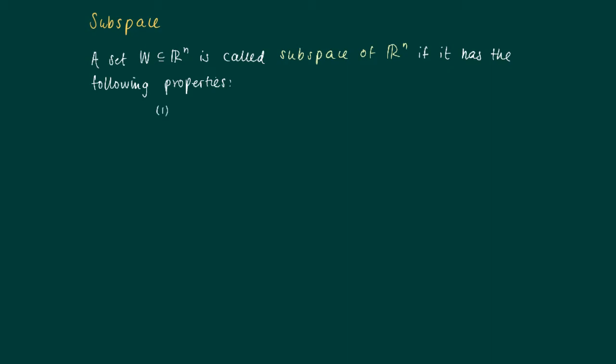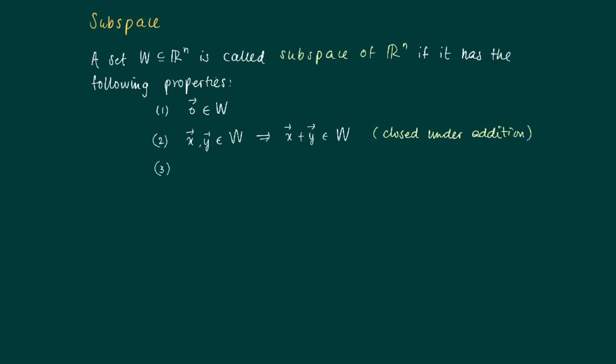Well, first of all, we should have that the zero vector belongs to W. The second property: if we take two vectors in W, then the sum of these vectors should also belong to W. So this means actually that W is closed under addition. If we take two elements, add them, then we are not leaving the set W.